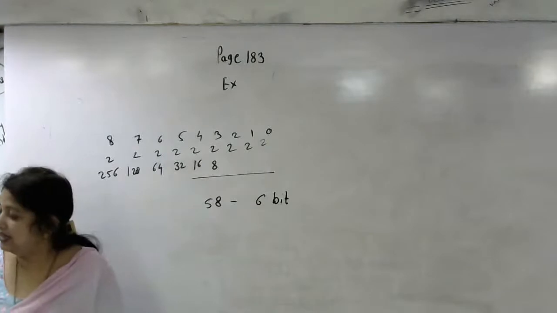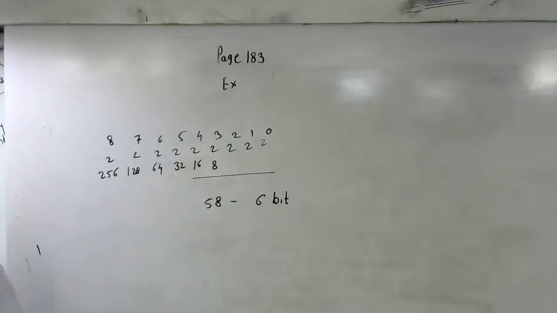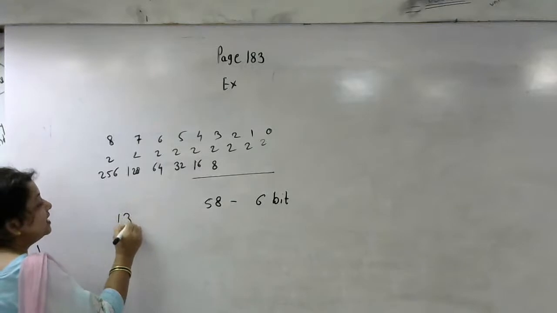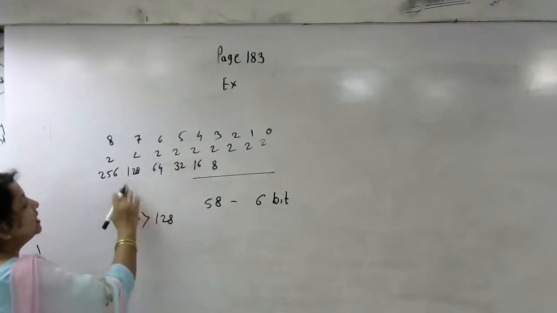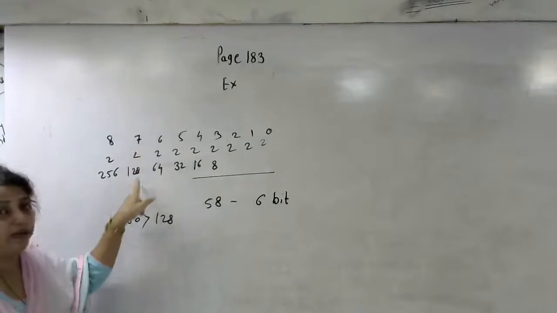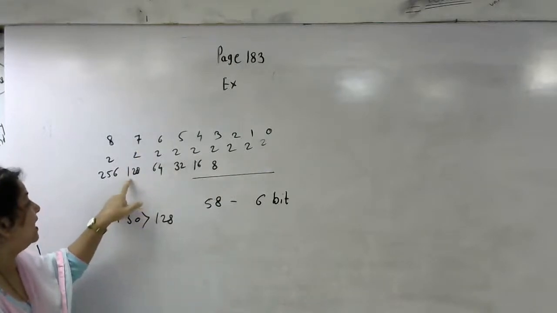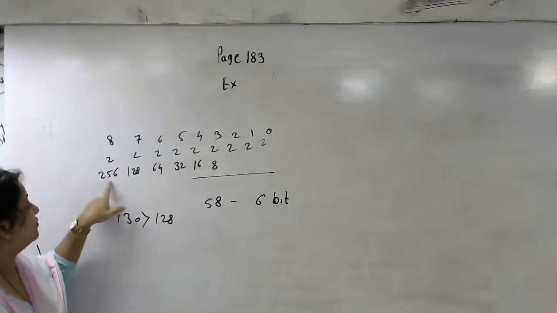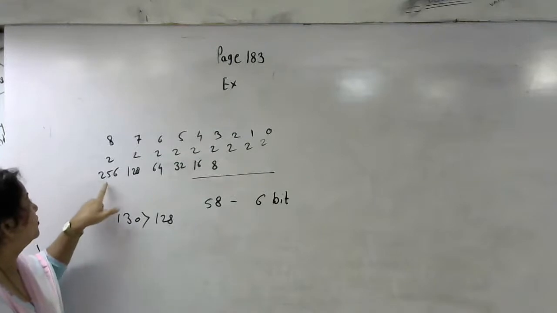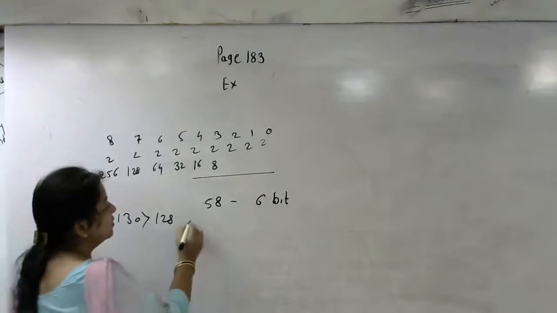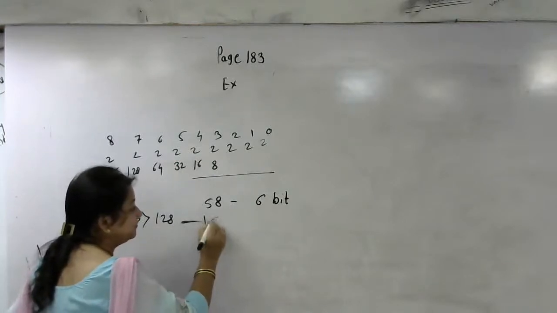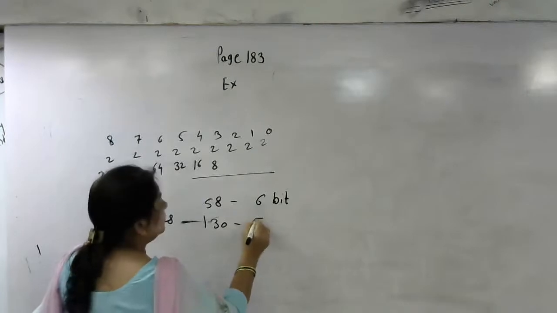Like that, in the seventh, the second part asks for 130 elements of information. Now 130 is greater than 128. If we have a 7-bit code, then we are able to assign only 128 characters. So 2 characters are remaining. That's why for 130 characters we have to use an 8-bit code.